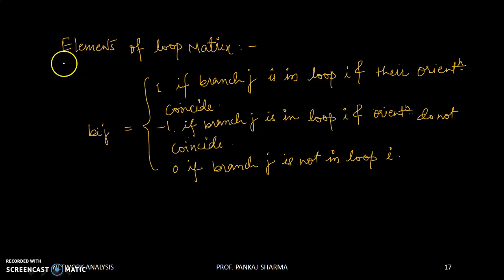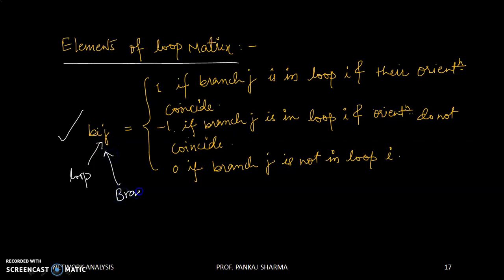The definition of elements of loop matrix: the elements of the loop matrix are generally represented by Bij, for the i-th loop and j-th branch, whose value is possibly 1.